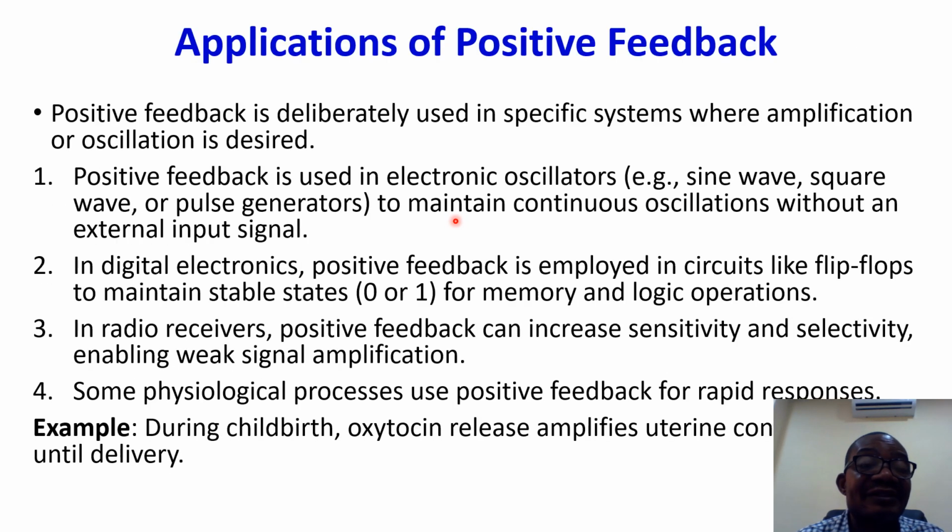Applications of positive feedback. Positive feedback is deliberately used in special systems where amplification or oscillation is desired. So here are some of the applications. Positive feedback is used in electronic oscillators, for example, in sine wave or square wave or pulse generators. In such situations, we can use positive feedback to maintain continuous oscillations without an external input signal.